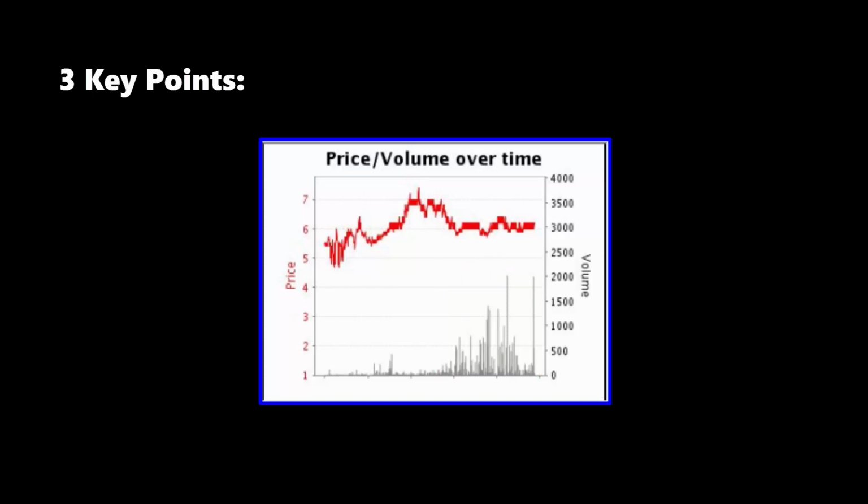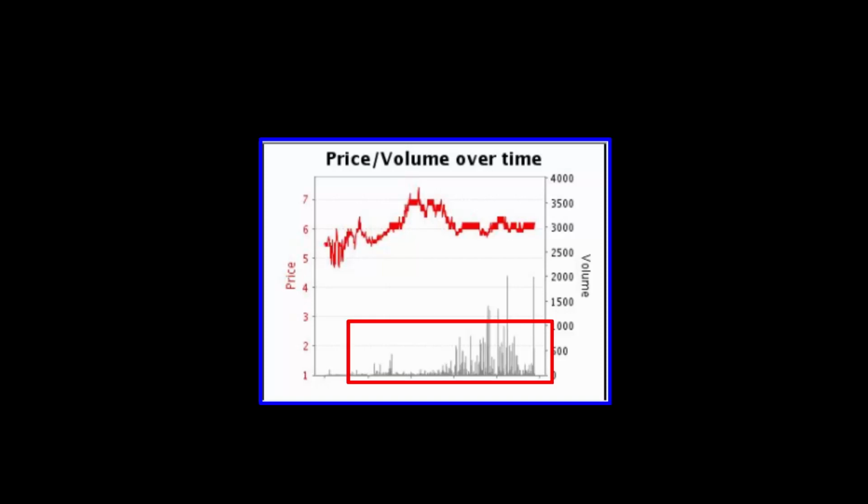Now that's all well and good, but how do you actually make sense of what you see in a graph in front of you? So looking at the graph on the screen now, you can see there's grey bars along the bottom of the graph. Now they are the volume bars, so they line up with the amount of volume shown on the axis on the right.